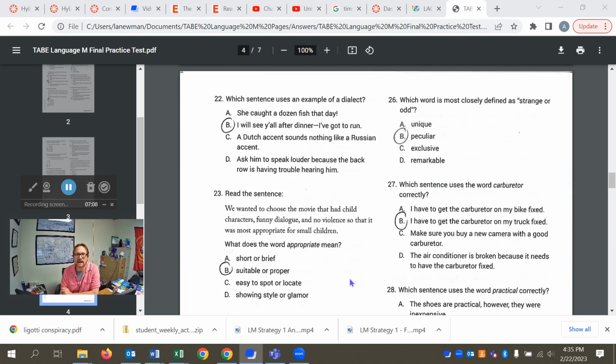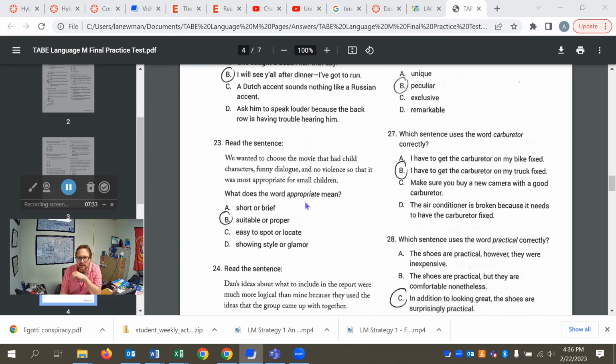Okay, 22, now dialect, remember, is not formal language, it's not dialogue. It is speech that's unique to a certain area, like the north, the south, the west, the east, or whatever, but written in a way that it retains the feel of that speech. So it's B. It uses this vocabulary expression, "y'all," which is common to us in the south.